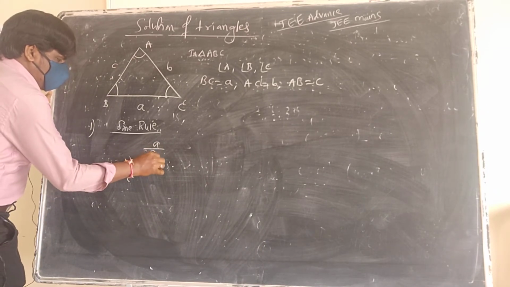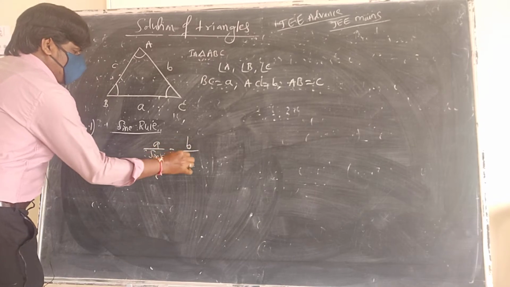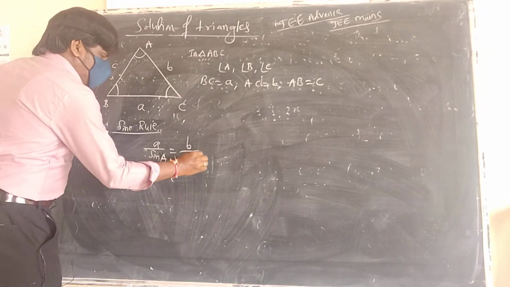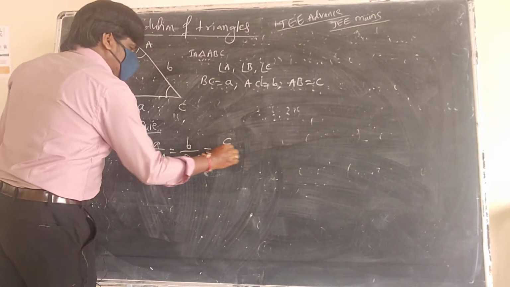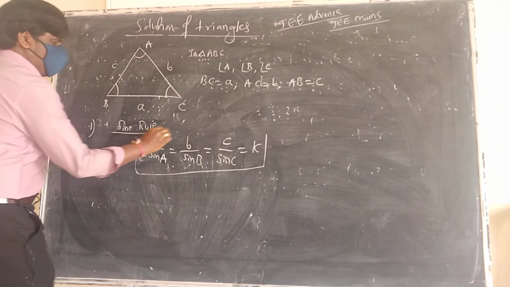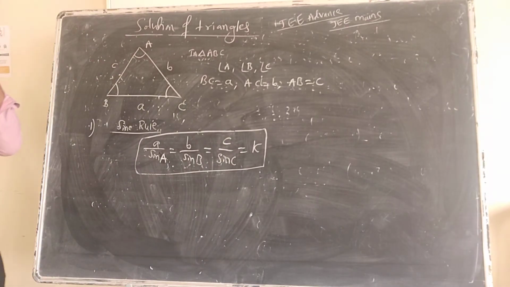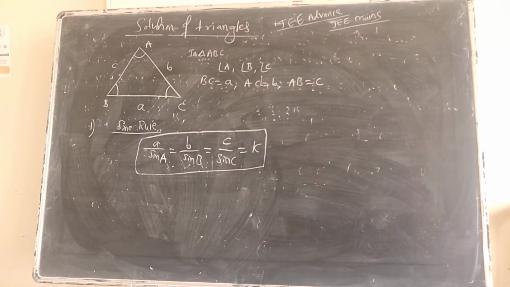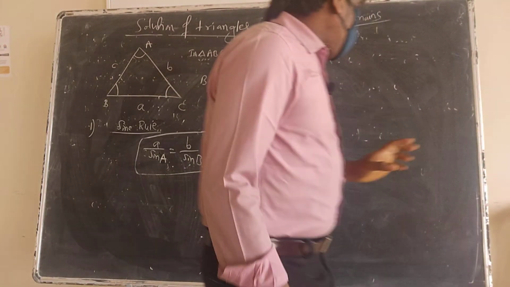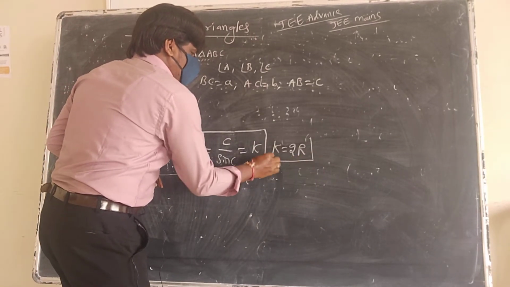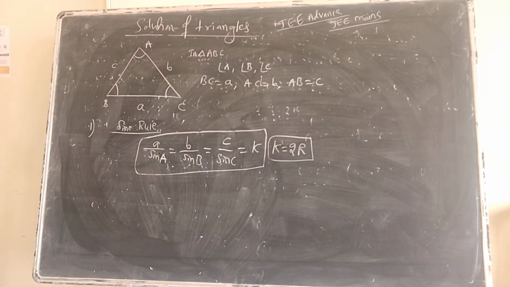a by sin A is equal to b by sin B is equal to c by sin C is equal to k. This is what the sine rule says. And this k value is equal to 2R. That I will also explain, I will prove this. K value is equal to what? 2R. Are you getting it?